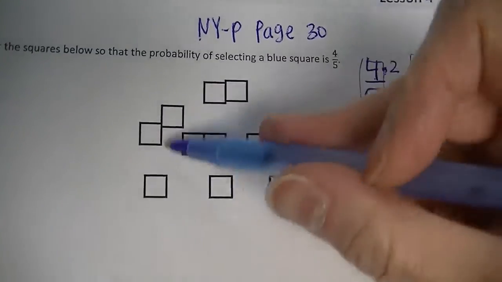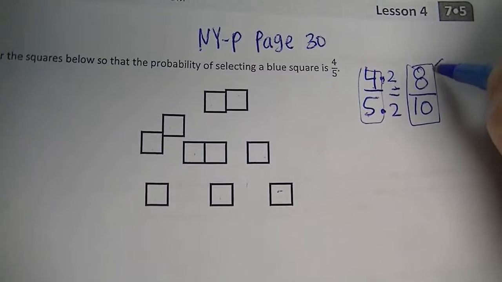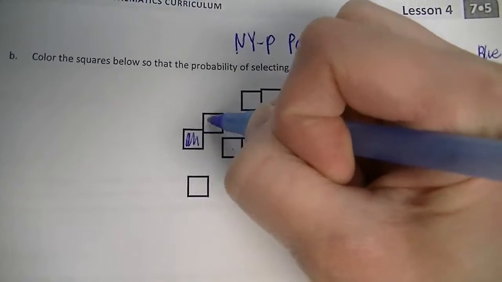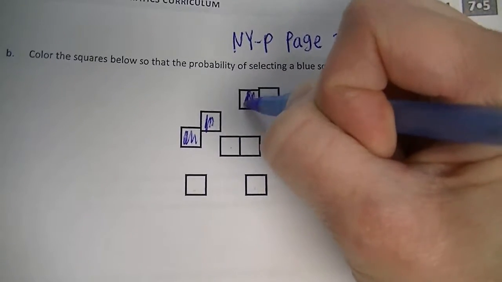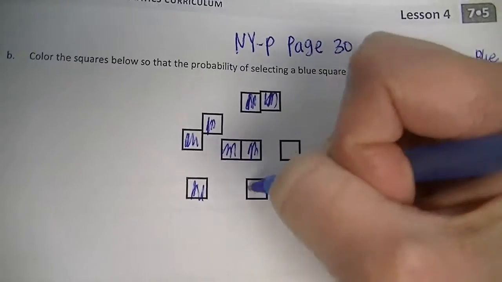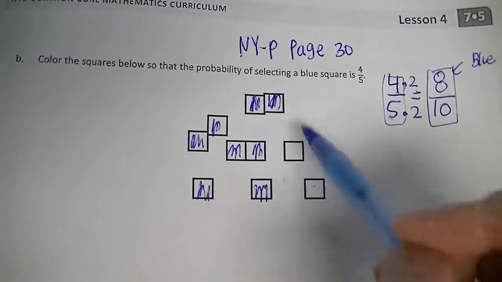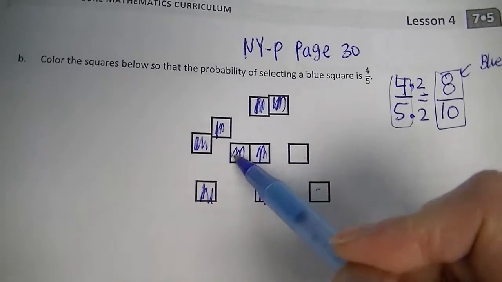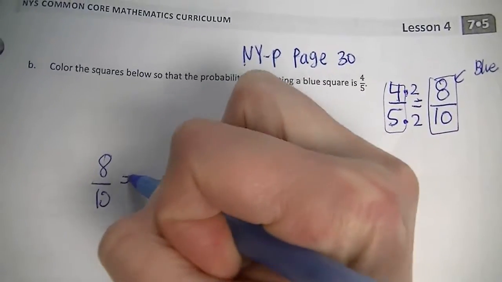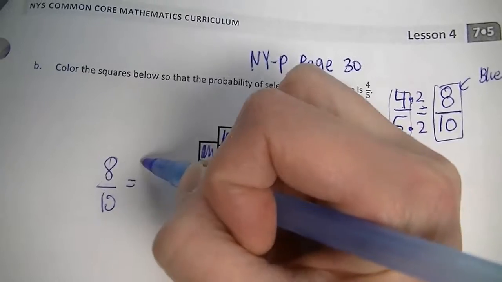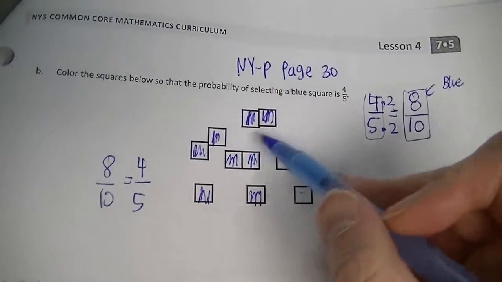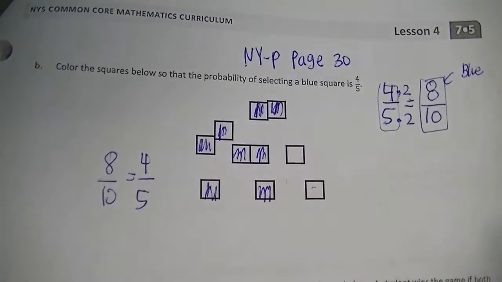So in this case, since there are 8 blocks right here, I need to color 8 of them blue. Okay, so you see the probability of selecting a blue one is 1, 2, 3, 4, 5, 6, 7, 8, 8 out of 10. Which simplifies down, let's see, divide by 2 to 4/5. Okay, so that's why this is equivalent to this.